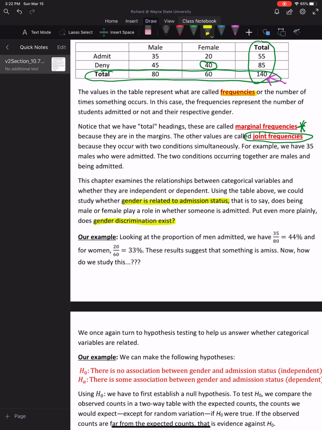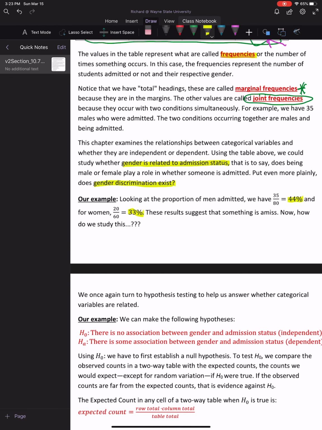We do have some faculty here at Wayne State, for example, who are interested in studying such things as gender discrimination or just discrimination in general. Looking at the proportion of men who were admitted, we have 35 over 80, or 44%. And for women, we have 33% who were admitted. So looking at the raw data, it suggests that something is amiss. So the question is, how do we study it? And the answer is, back to hypothesis testing.